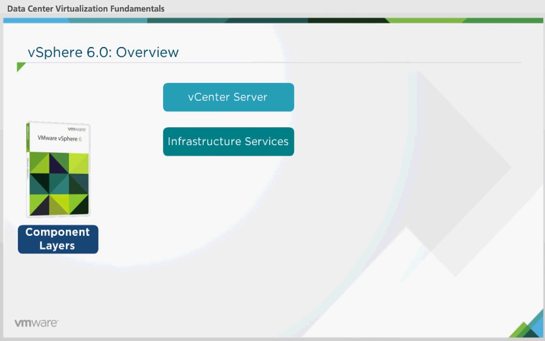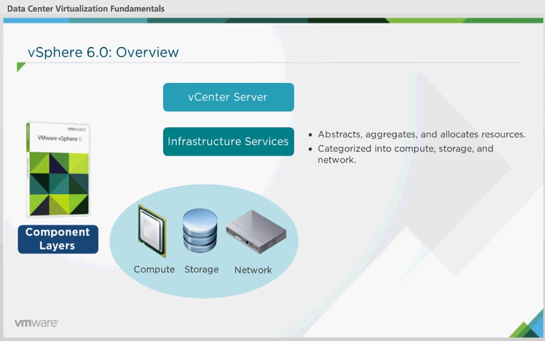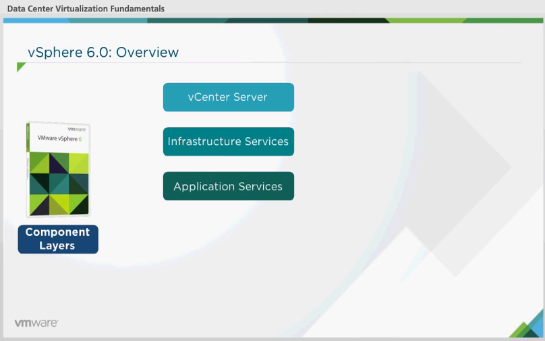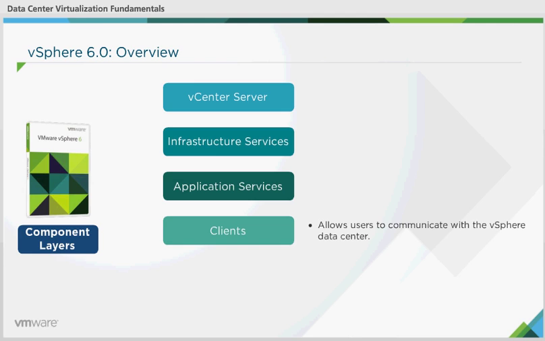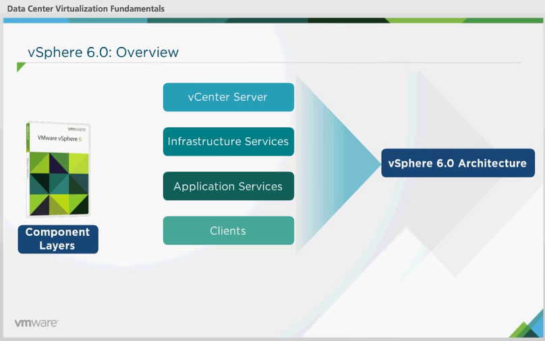Infrastructure Services. Infrastructure services are the set of services provided to abstract, aggregate, and allocate hardware or infrastructure resources. Infrastructure services can be categorized into compute, storage, and network. Application Services. Application services are the set of services provided to ensure availability, security, and scalability of applications. Examples of application services include high availability and vMotion. Clients. The vSphere Client and vSphere Web Client are the interfaces that allow users to communicate with the vSphere data center. Before discussing the component layers in detail, let's understand how these component layers make up the architecture of vSphere 6.0.